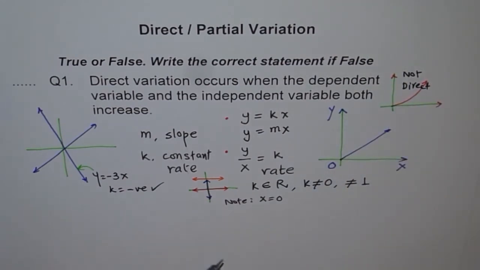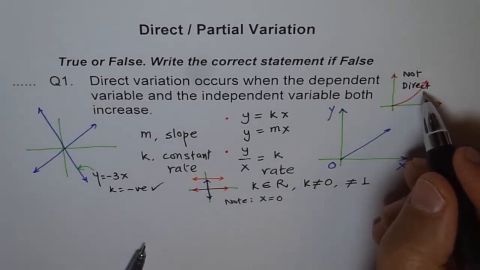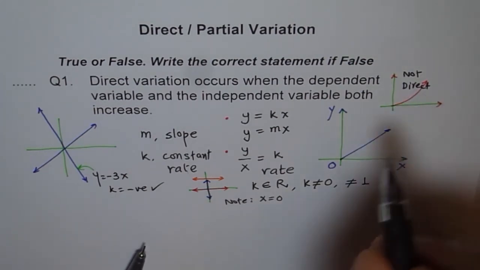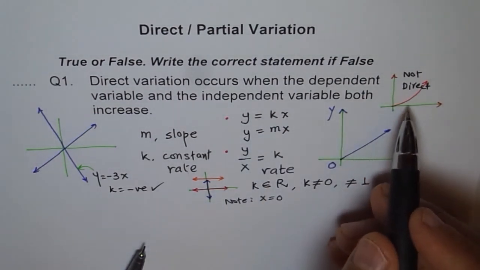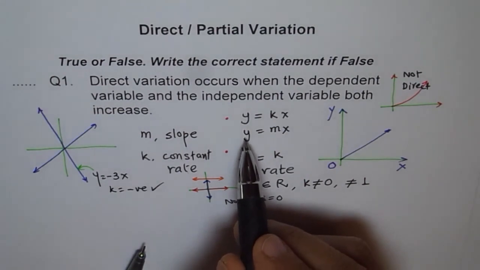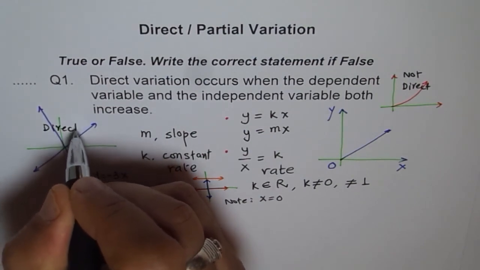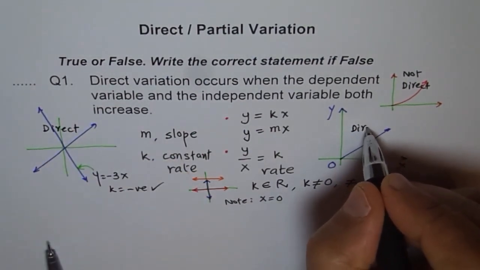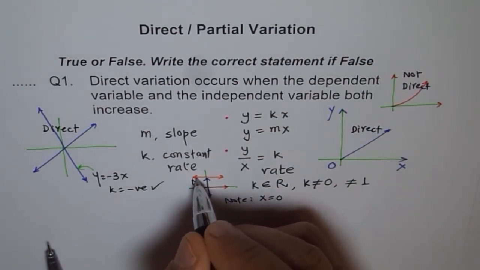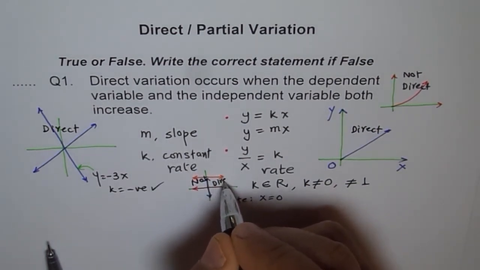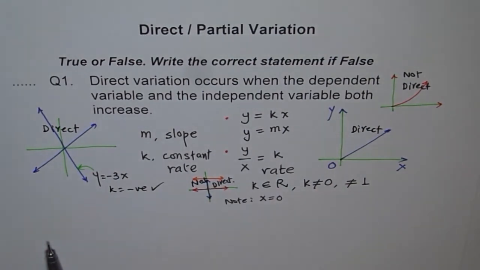It is not direct. Why? Because the rate of increase is not constant. It is not a straight line. The ratio y equals kx is not maintained here. It does not represent y equals mx. That is why. But these are examples of direct variation: this is direct and this is direct. But these are not direct. That is what you need to understand. And this statement, of course, is false for us. I hope you understand a lot from here, and that is how we are going to go through this section of understanding direct and partial variation. Thank you.